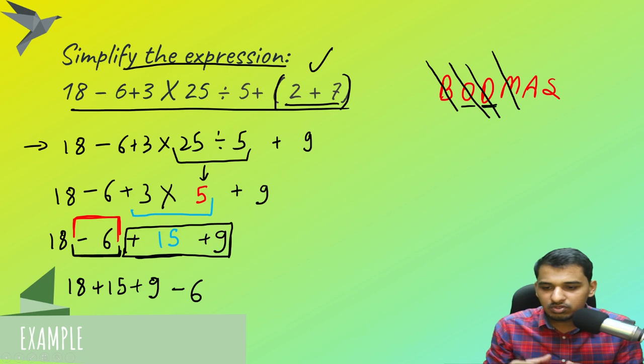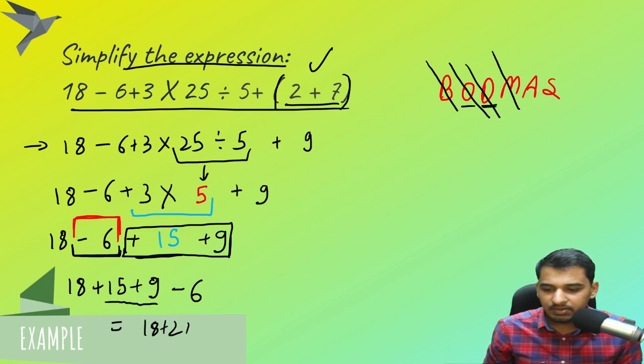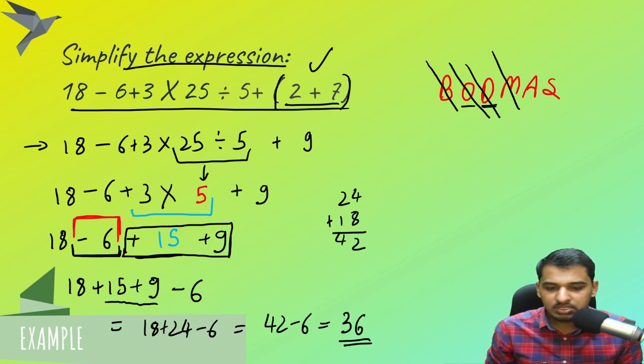Okay. So please take care, after you are done with the operations, you write the plus sign terms on one side and the minus sign terms on the other side. All the terms having plus sign on one side and all the terms having minus sign on the other side. So after this has been written, 15 plus 9 is 24. So 18 plus 24 minus 6. Okay, let me do it quickly. 24 plus 18, this is 42. So 42 minus 6. If I'm not wrong, this is 36. So 36 is the answer.